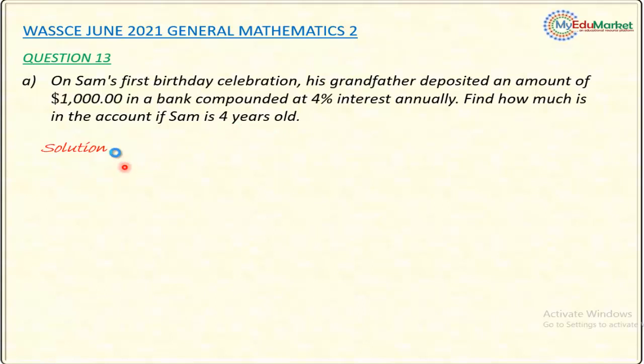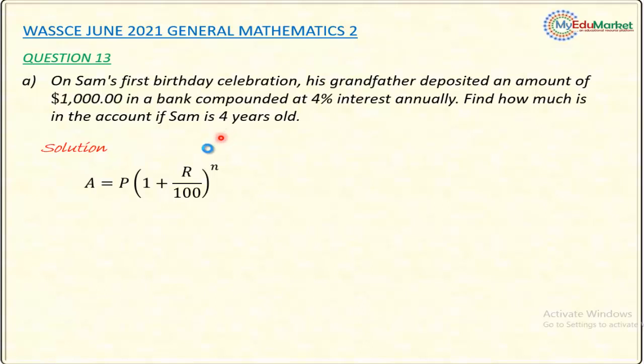What we are interested in, or what the question is interested in, is finding the final amount. What will be in the account when Sam is 4 years? That is after 3 years of opening the account or depositing the $1,000 in the account. The account is now 3 years when Sam will be 4 years.